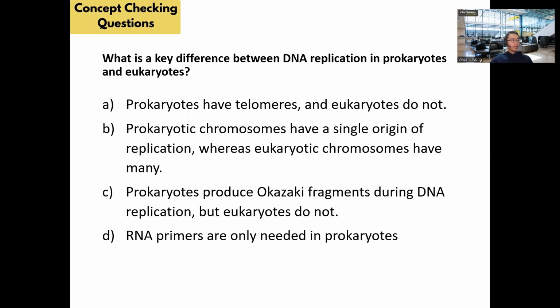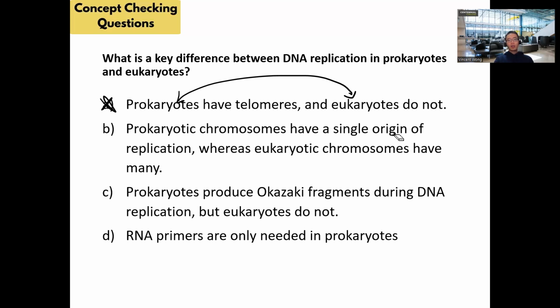All right, let's take a look at the results. The first one: prokaryotes have telomeres and eukaryotes do not. That is actually the other way around. Prokaryotes do not need telomeres because they have circular DNA. It is us who have linear DNA that needs the telomere. So that's not the right answer.